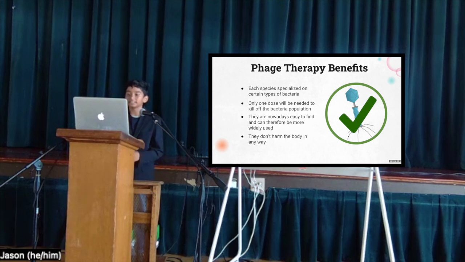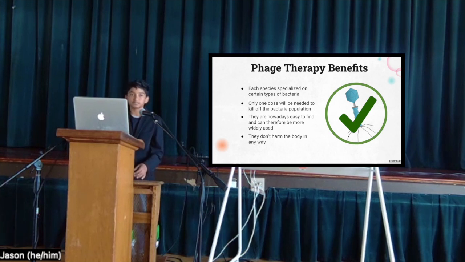Different bacteriophages are specialized to different kinds of bacteria. One species of lytic bacteriophage will only kill one type of bacteria, or maybe a few at maximum. This will be a benefit, since we could just provide different types of bacteriophage for different infections, and we won't have to worry about the good bacteria being killed.